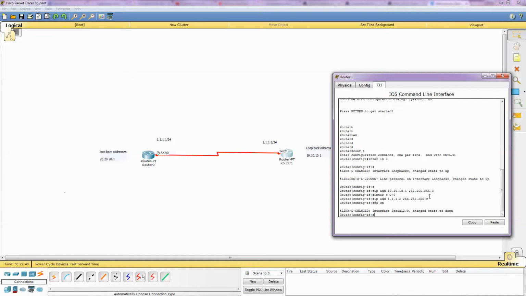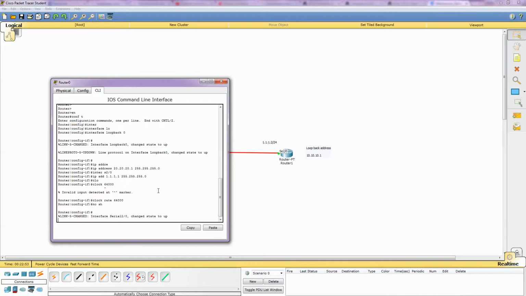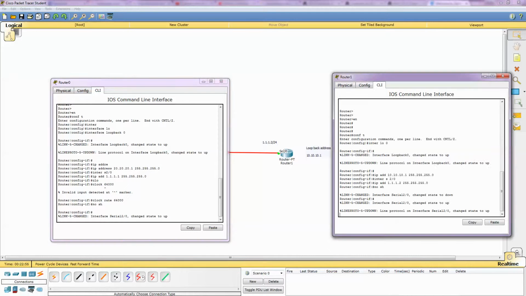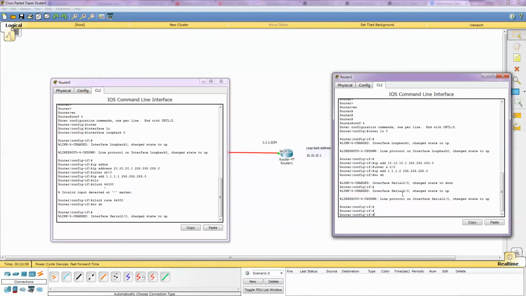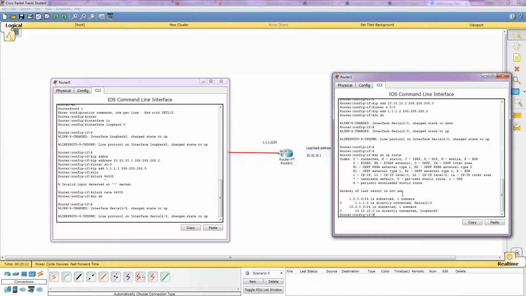Configured, no shutdown, the interface is still down, no shutdown. Yeah, we are up. You can see the message on your console, interface up. Show IP route. If we want to use any command anywhere in configuration, we just use do and then enter.